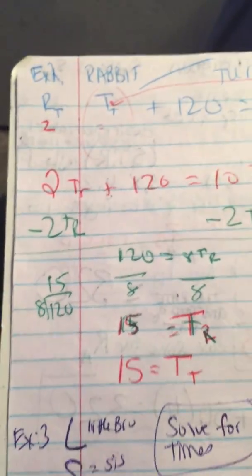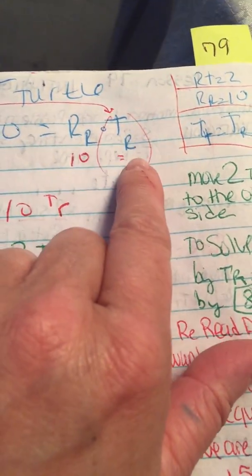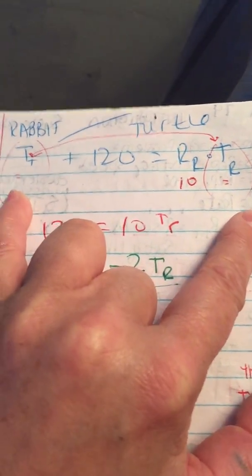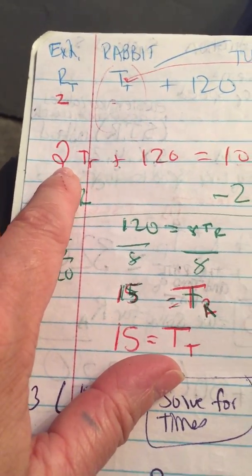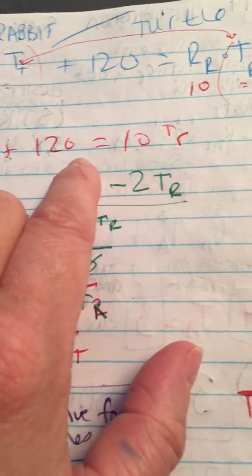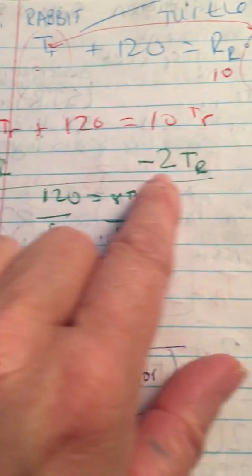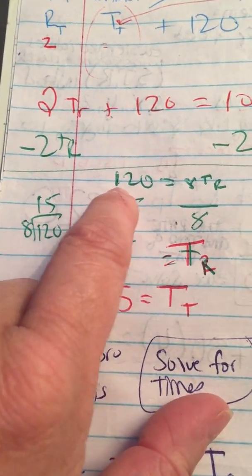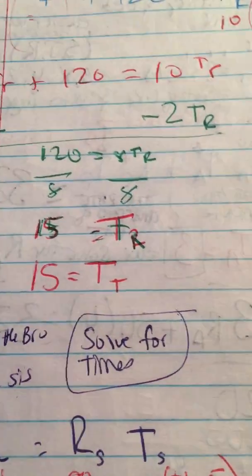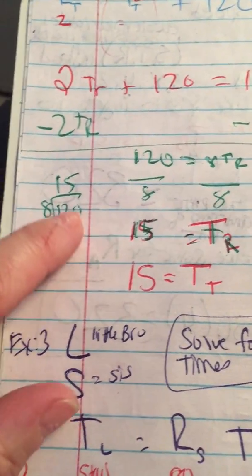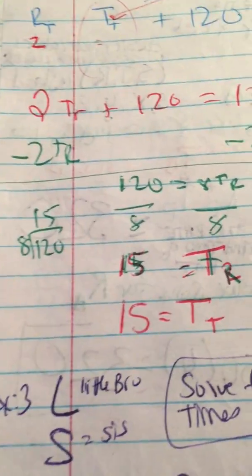All right, let's look at our problem. TT and TR are equals. Plus 120 equals RR, which is 10. 2 TR plus 120 equals 10 TR. The time of the rabbit, both sides, 120 equals the time of the rabbit. And so 15 equals the time of the rabbit and the time of the turtle.